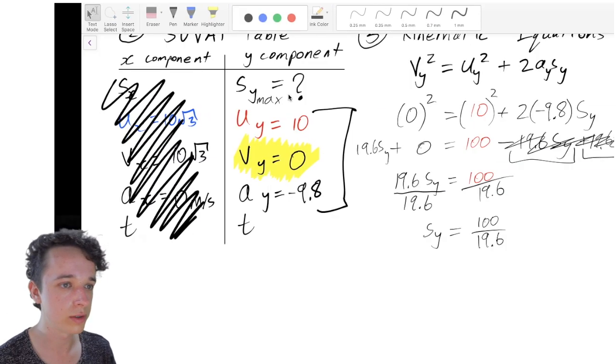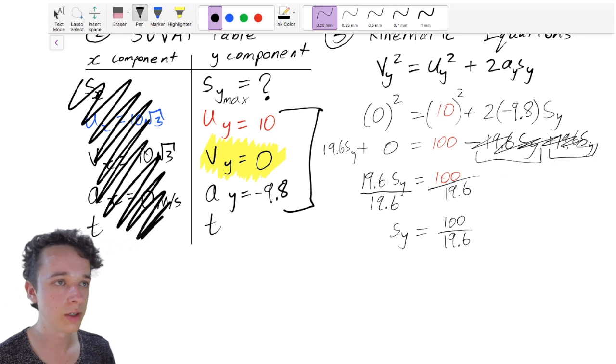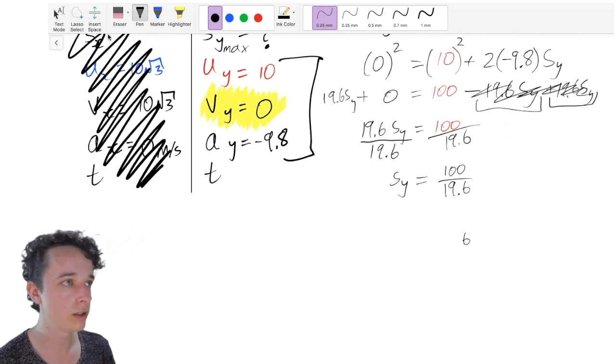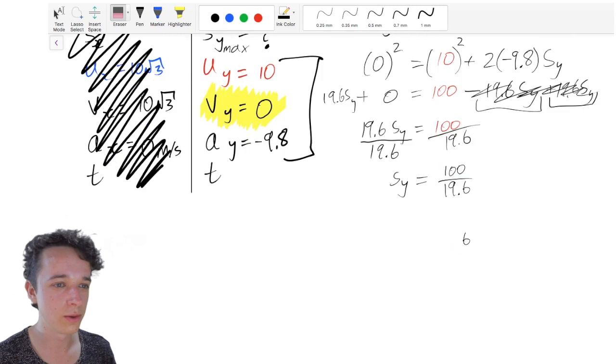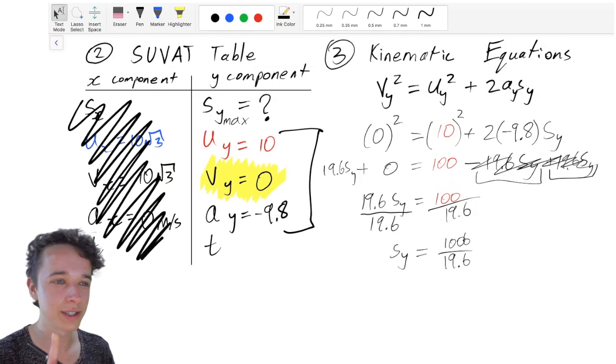I'm just going to write it to 2 decimal places. So sy, what's that 6 doing there? Ooh, that's a glitch. Uh-oh. Okay, I'll be back in a second.